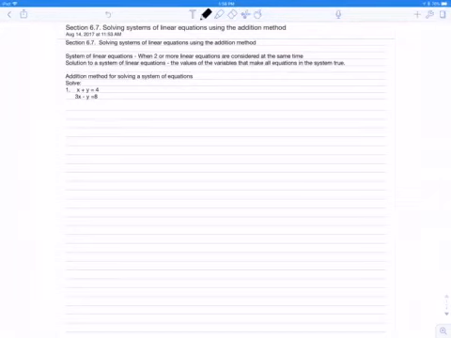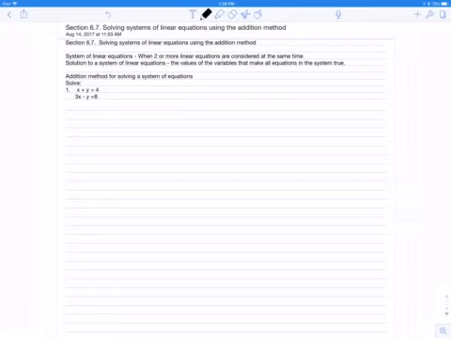When two or more linear equations are considered at the same time, the equations are called systems of linear equations. The solution to a system of linear equations consists of the values for the variables that make all of the equations in the system true. One method for solving a system of linear equations is called the addition method.